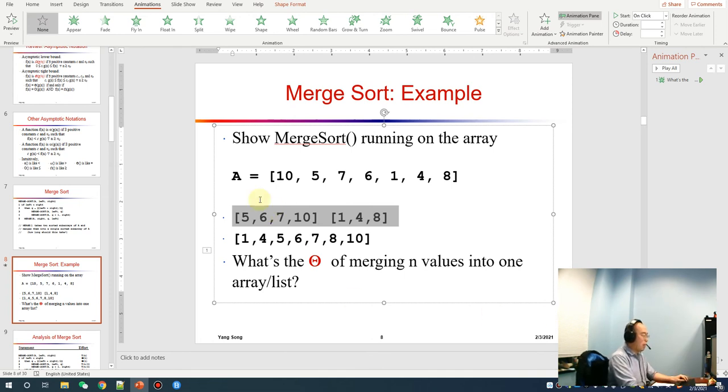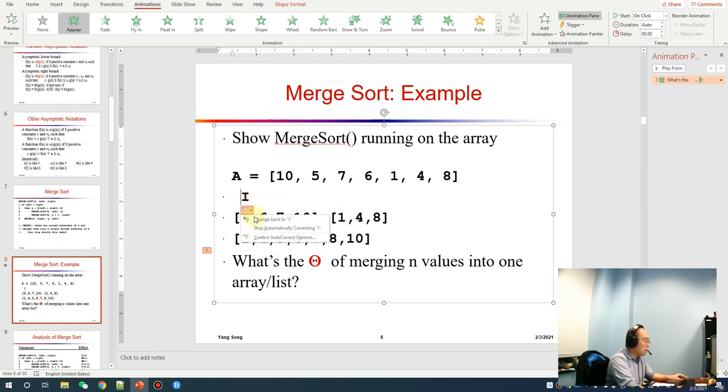So this is my plan. I'm going to create a cursor called i, and I also have another cursor, j. I create i and j as two cursors. At the beginning, i is at the beginning of the first list, and j is at the beginning of the second list. And also, I want to create an empty list.